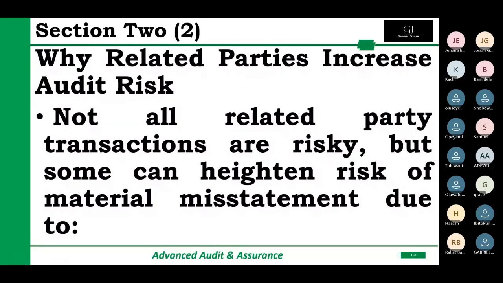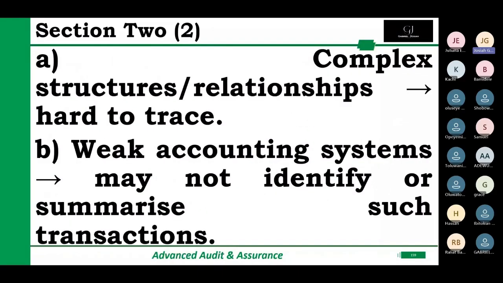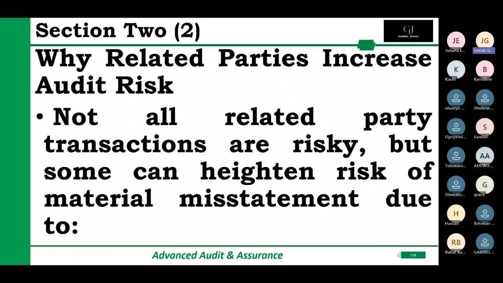So the first thing is you ask why related parties increase audit risk. Definitely not all related party transactions are risky, but some can heighten the risk of material misstatements. They could be due to complex structures and relationships that are hard to trace. Like I've given some examples of government officials that link their companies to their children, float companies in the name of their children, their spouses, their friends, just to win those contracts. So the complexity, the nature and the traceability of these transactions is one challenge with related party transactions.